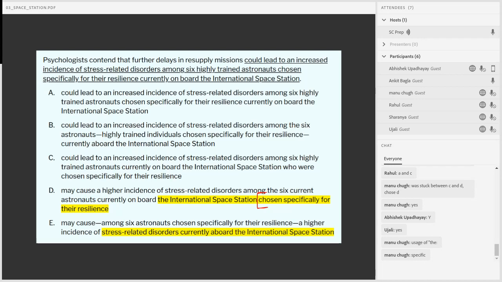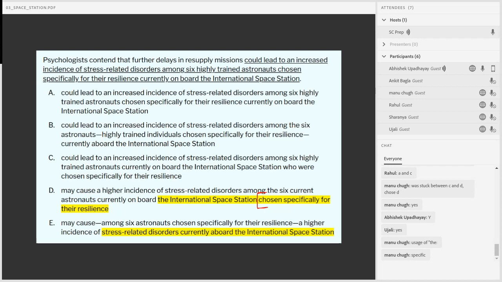Sharanya, I'll just come to you. Abhishek had unmuted his mic for a second. So Abhishek, please go ahead. So I think it is related to the specific 6 astronauts. Okay, you think it's related to specific astronauts? Why do you think so? Because sir, it is mentioned 6 trained astronauts. Good. So you're looking at the right place.